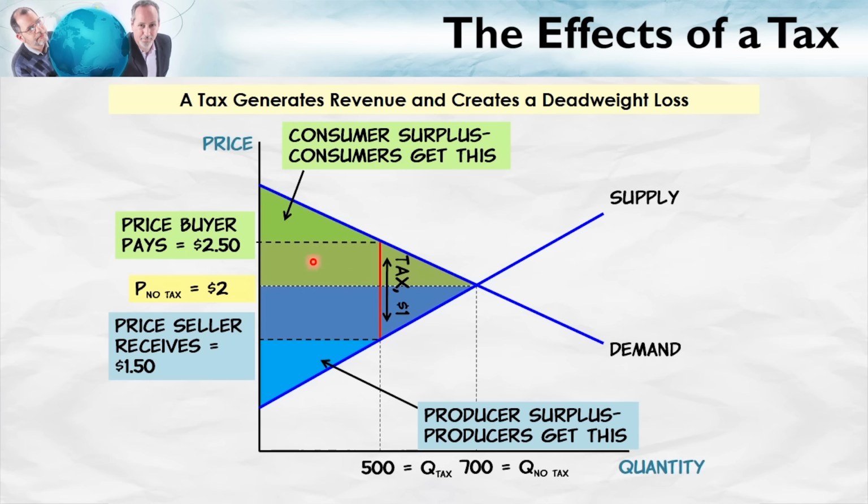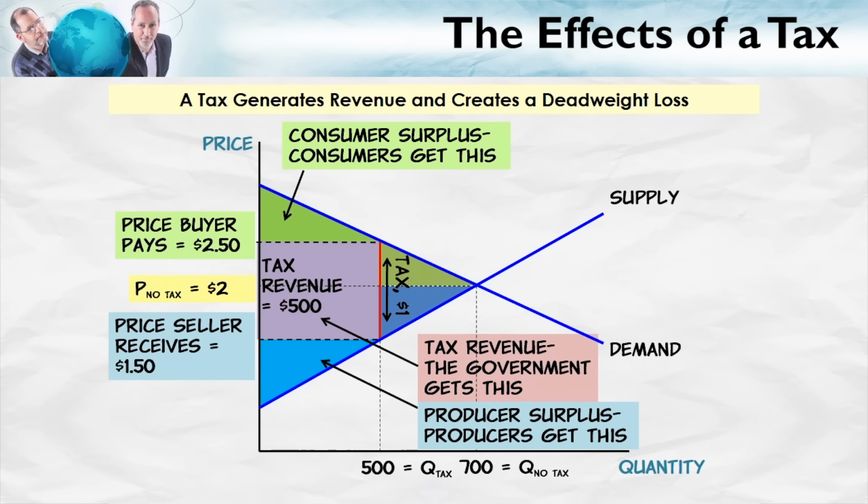Now, what about this area in the middle? Well, fortunately, that's not wasted. That, in fact, is tax revenues. So notice that the height of the tax here is $1, and there are 500 units exchanged. So the government gets $1 for each of those 500 units. So this tax revenue is the area. It's the height of this box times the width. The height is the tax, the width is the quantity exchanged. So this is tax revenue.